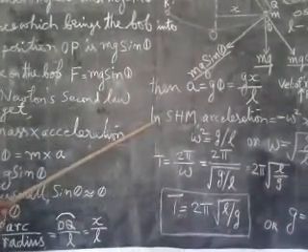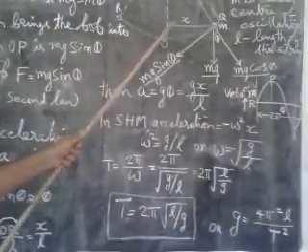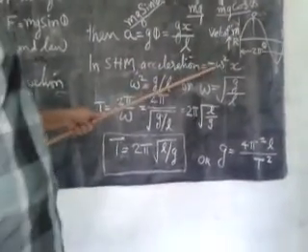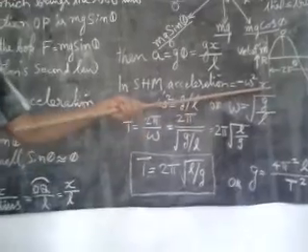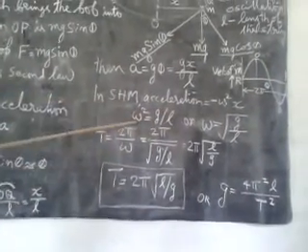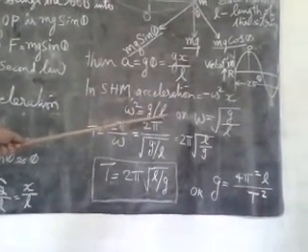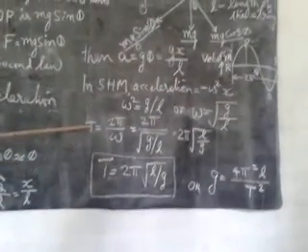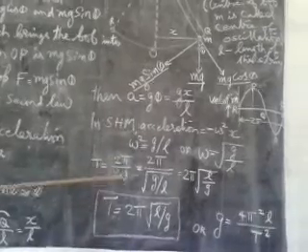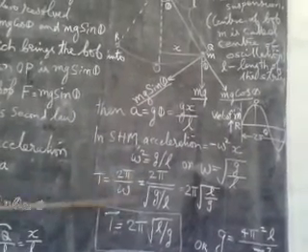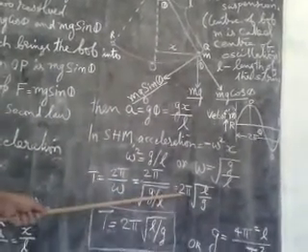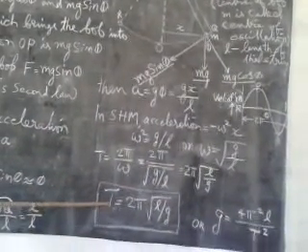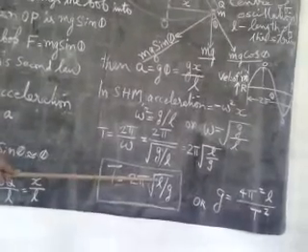This is simple harmonic motion, as I explained. So acceleration equals minus omega square x. Neglecting the minus sign, we get omega square equals g by l, or omega equals root of g by l. In simple harmonic motion, time period T equals 2 pi by omega, that equals 2 pi by root of g by l. Rearranging, you get time period T equals 2 pi into root of l by g.